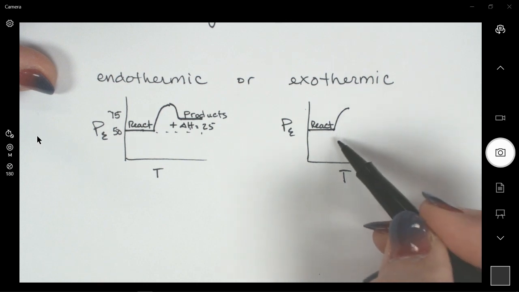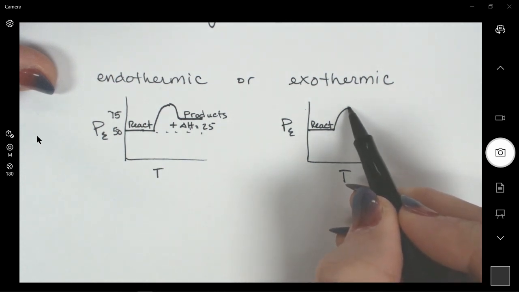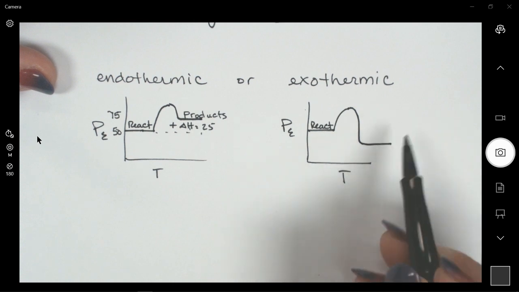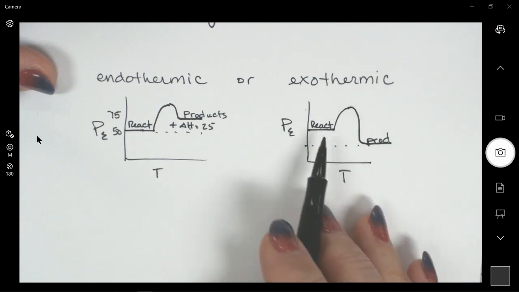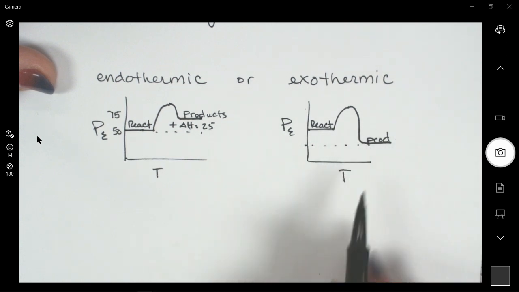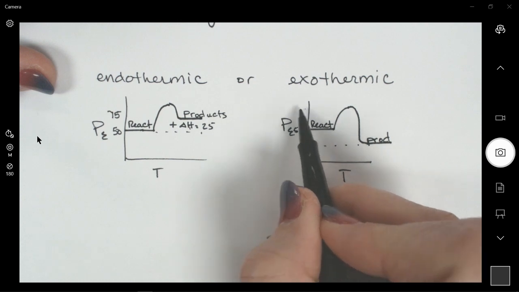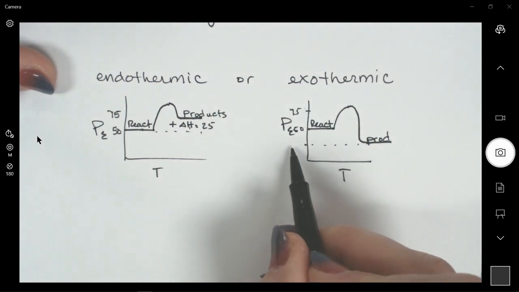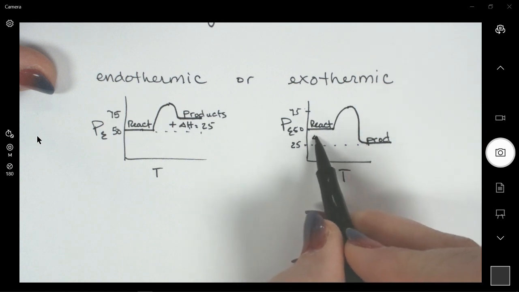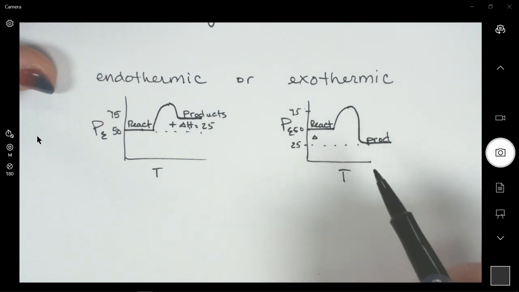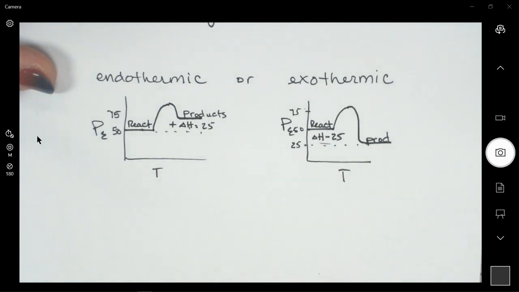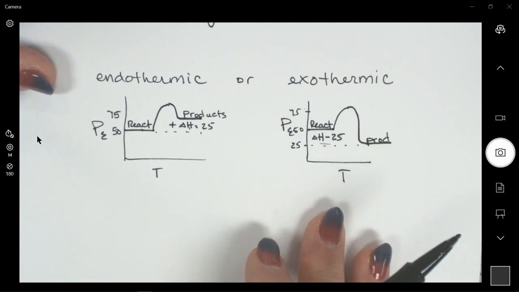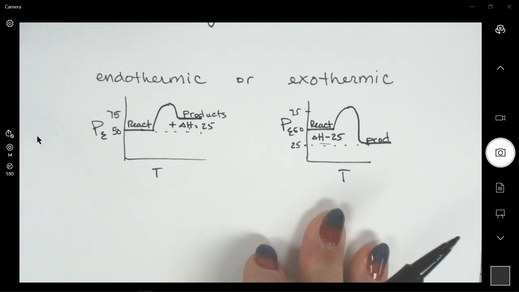Right? If it's exothermic, the products end up at a lower potential energy than the reactants. So this is 50 and 75 here. This is 25. So the delta, 25 minus 50, so the delta H is minus 25, and that would be an exothermic reaction.